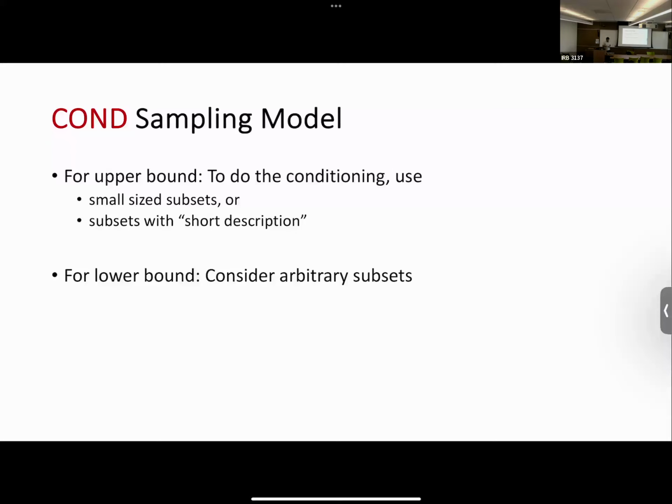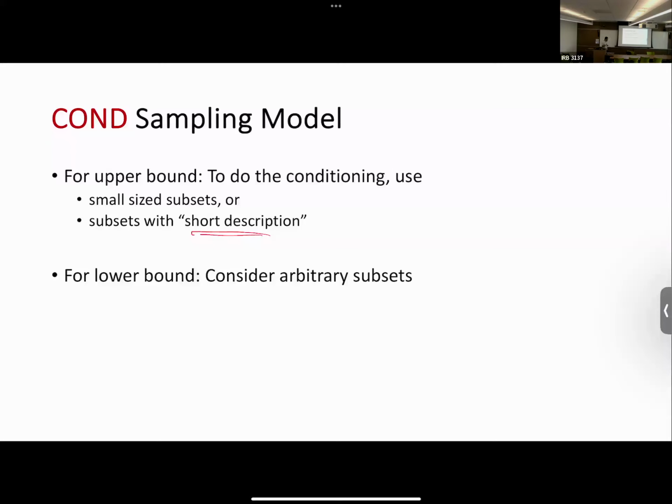But apart from that, although I mentioned here subsets with short description, so far there is no formal notion of such short description that has been used. But this is on the upper bound side. If you think from the lower bound side, suppose you want to argue that to solve some problem in this model you need at least this many queries, then we basically allow arbitrary subsets. And we don't know how to leverage really short description subsets.